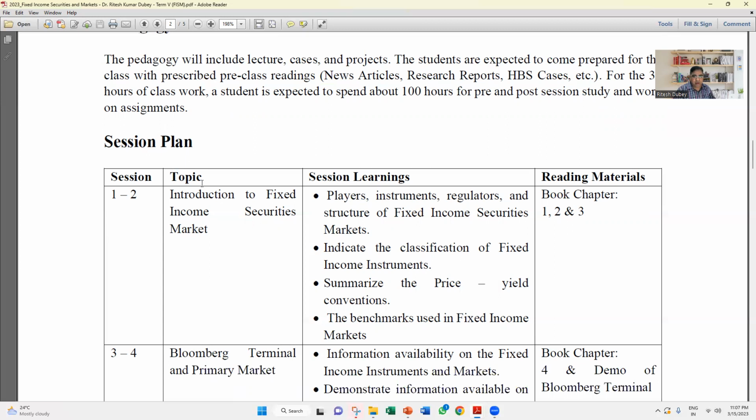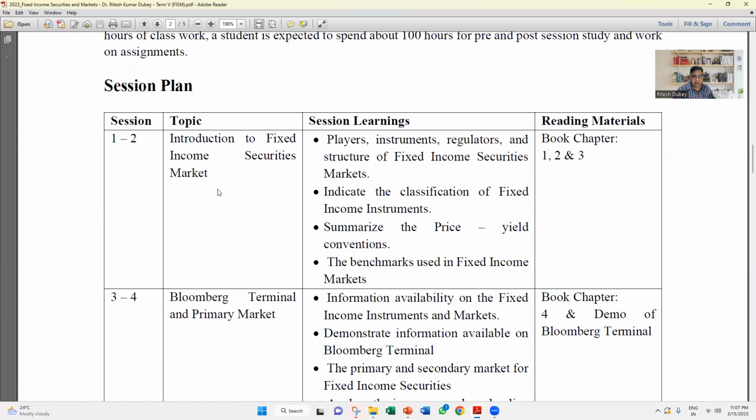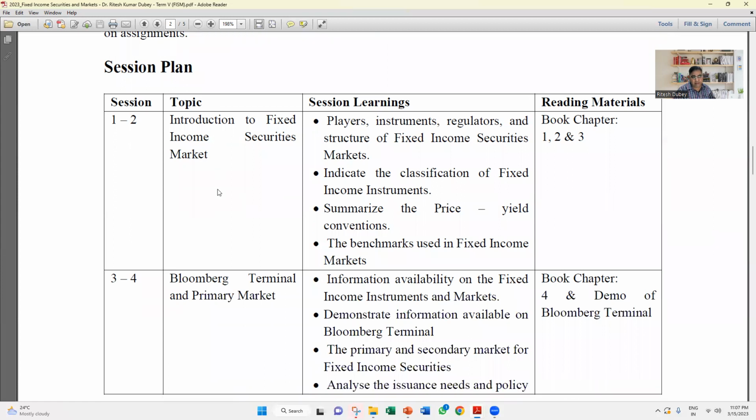Now, if you look at the plan, I have tried to cover the basics. At the same time, we have also tried to ensure that we engage with what the market is looking for. If you look at the topic introduction to fixed income securities market, we get to know about the playing field. Where are we going to operate? Which are going to be our instruments? What instruments do we have, what kind of price and yield conventions are there, and the benchmarks that are used in fixed income markets as well.